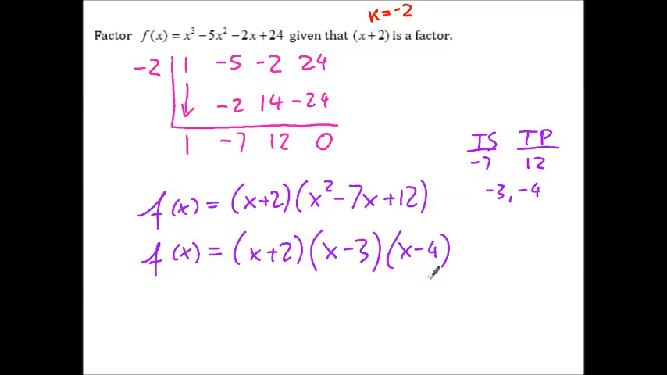And that leaves us with 3 zeros. The zeros of this function are x is equal to negative 2, remember to switch the signs each time, positive 3, and positive 4.